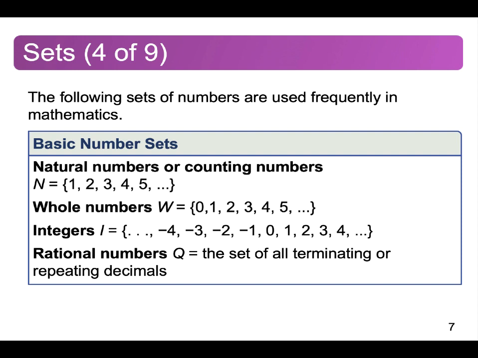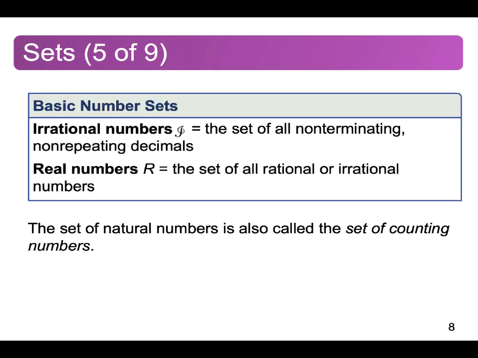Whole numbers get just one additional number. We also include 0. So the natural numbers start at 1, the whole numbers start at 0, but they include those same numbers. Integers, that's where we take the whole numbers, but then we add all the negative numbers. And then finally, rational numbers. These are all of our fractions, all of our repeating decimals, all of the numbers that can be expressed as a fraction.